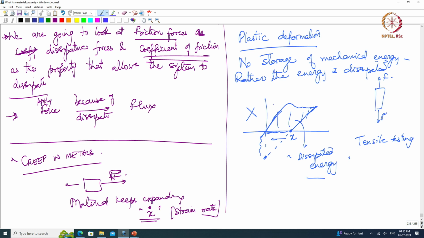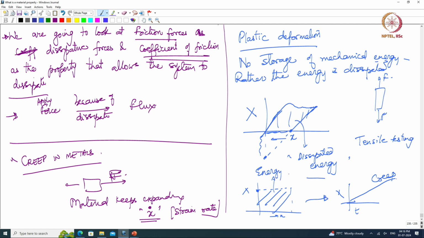So this is plastic deformation. But if I just apply constant stress, the stress is constant but the material just keeps straining with time. If I plot x versus t, the strain just keeps increasing with t. This behavior is called creep, and even in creep I have energy which is dissipated. All this energy under the x curve is energy that is dissipated. That is the mechanical problem.